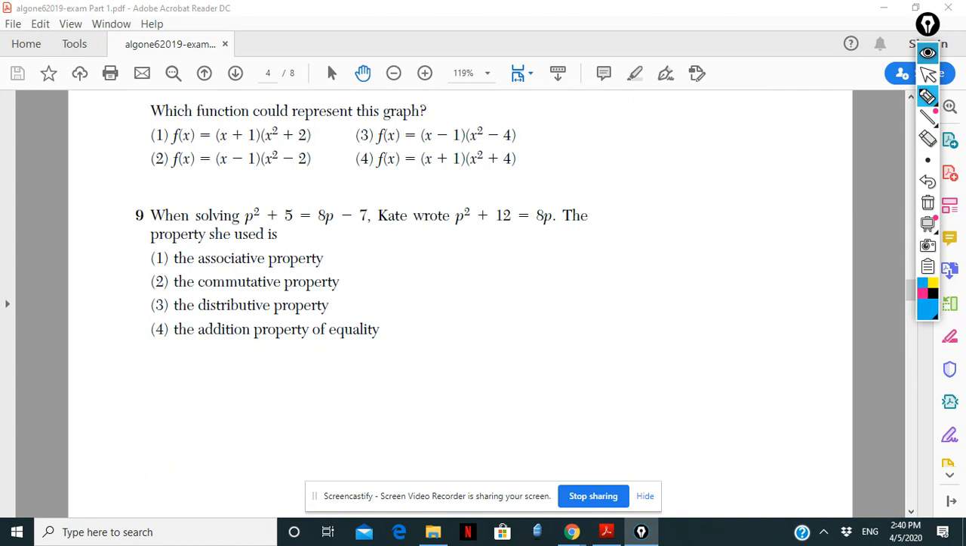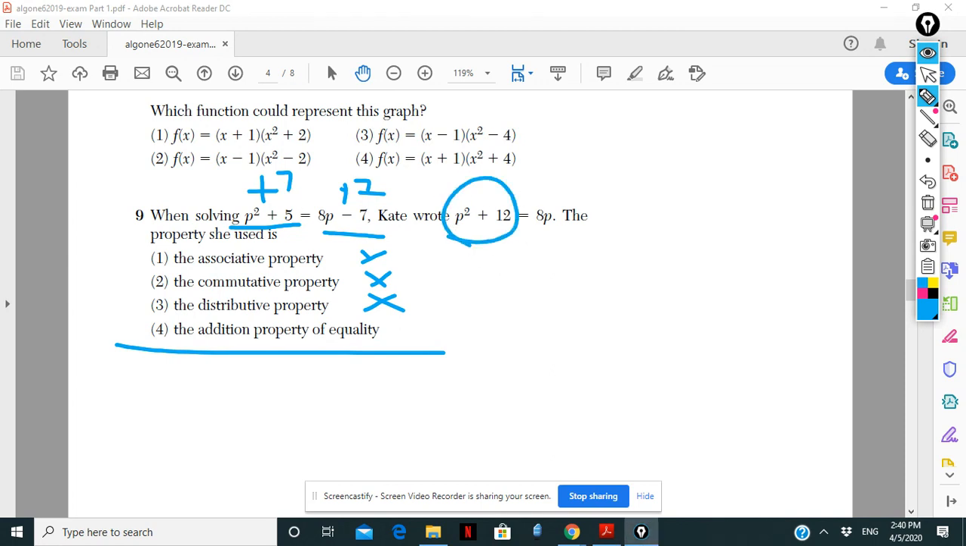Now, when solving b squared plus 5 equal to 8b minus 7, he got b squared plus 12 equal to 8b. Which property did he use? He didn't do any association. So there is no association. There is no commutative property. He didn't do any distributive. He did addition. How? He added 7 to both sides. That's why he got b squared plus 12, and on the other side 8b.